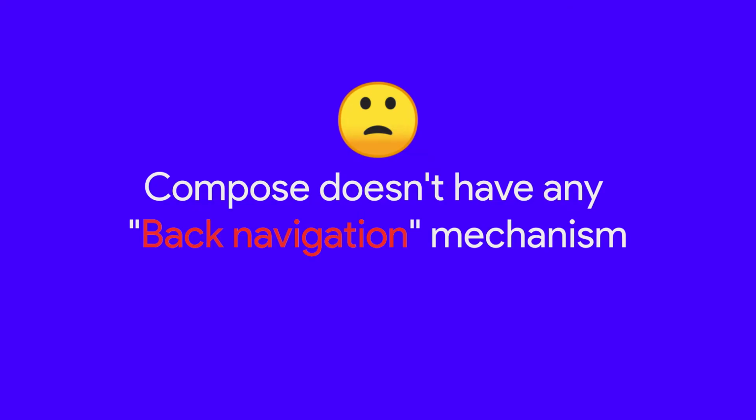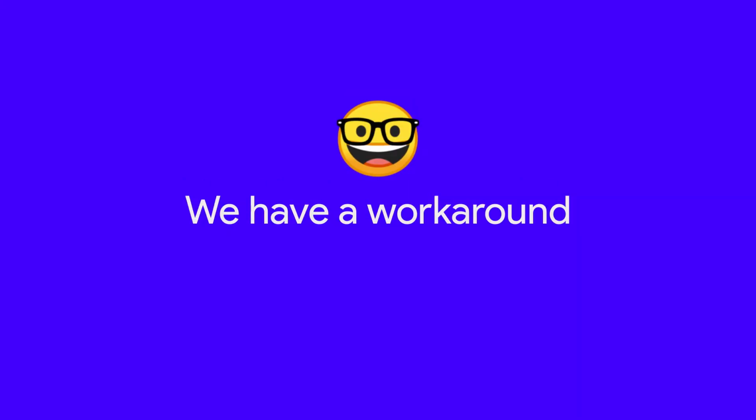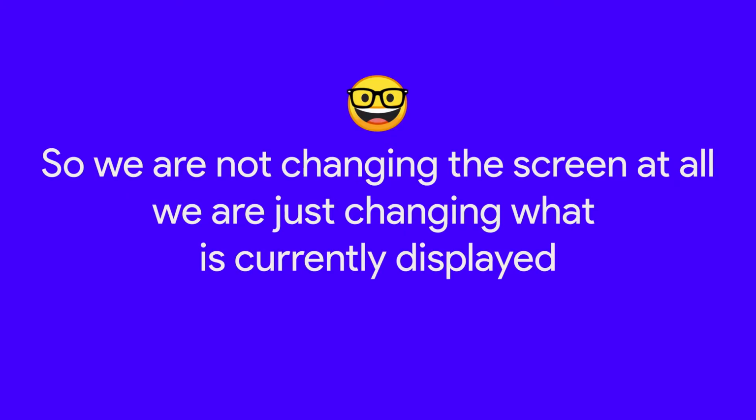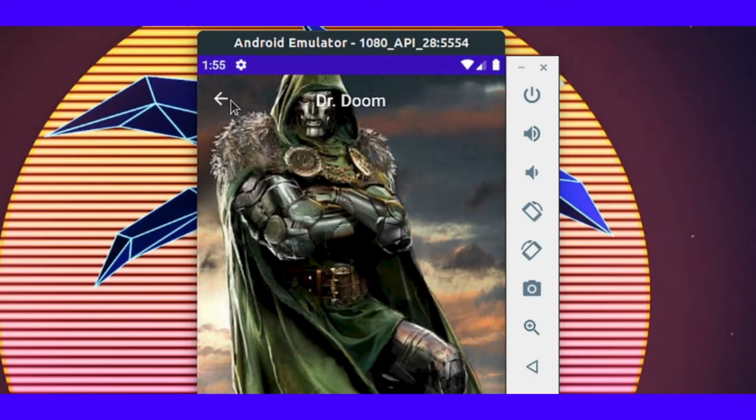One thing worth mentioning here is that Compose does not have any solid navigation system, and what we are doing is a temporary workaround. So when we tap the navigation back button, we will exit the app because our implementation of changing screen does not involve any stack mechanism to store all the previous screens. In fact, we are not actually changing the screen at all. We are just changing what is currently displayed. So, for now to navigate, we will have to use this vector image button at the top.